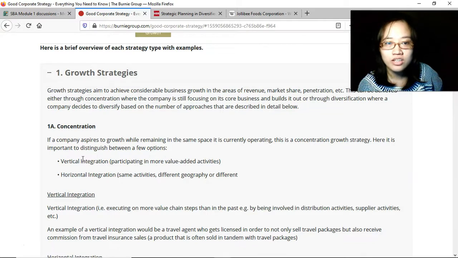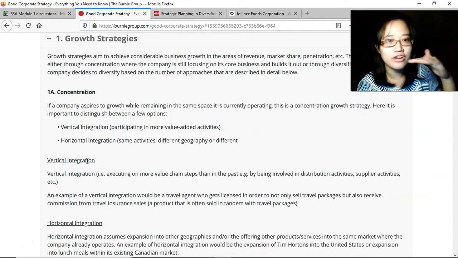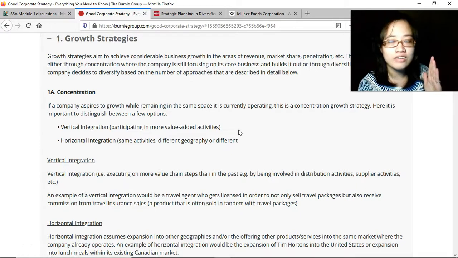Here it is important to distinguish between the few options. So you have vertical, and then you have horizontal integration. So kapag vertical integration, it's more on participating in more value-added activities. It's the same product, but you are trying to make improvements on it. Either you provide value-added activities, like let's say you add in additional benefits that it could provide, or additional functions that it can do, or you can improve the value chain. Let's say with regards to the supply chain, delivery of the materials being used to produce the products.